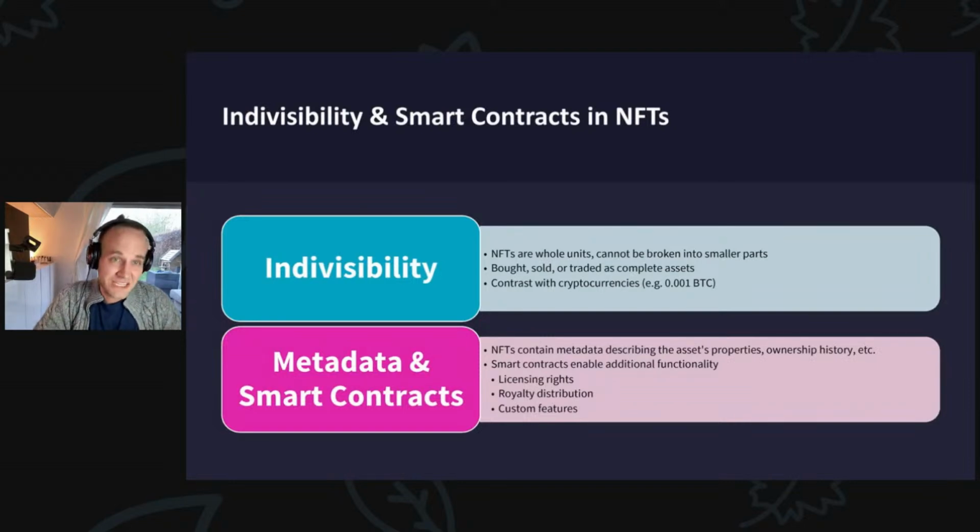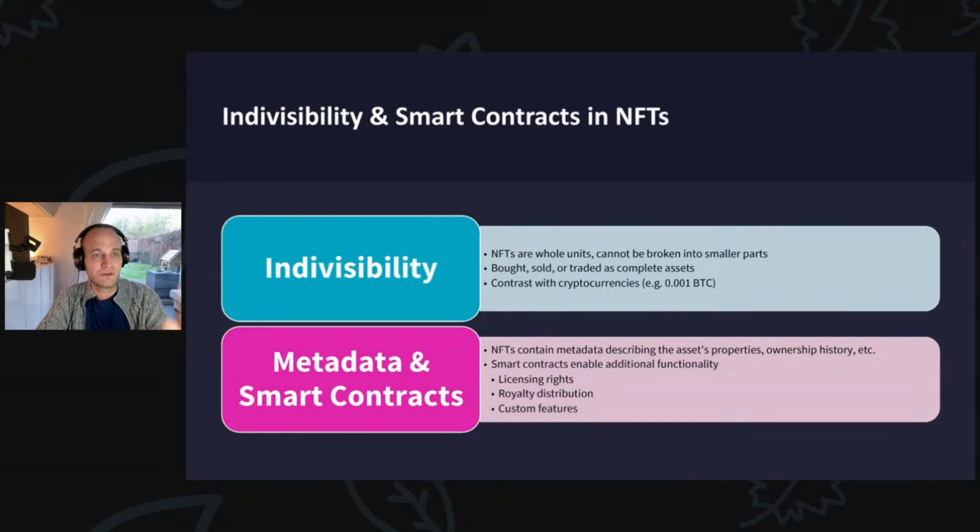And now, two other aspects of NFTs are the indivisibility, if that's even a word in English. NFTs are whole units, and they cannot be broken into smaller parts. I cannot cut the Mona Lisa into parts. It's one NFT. They are bought, sold, and traded as complete assets, these NFTs that I'm talking about.